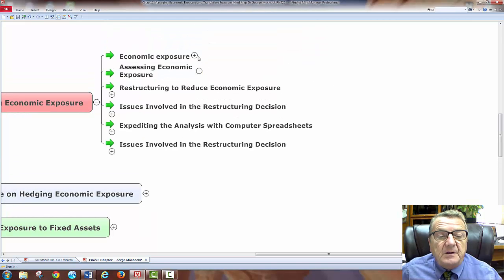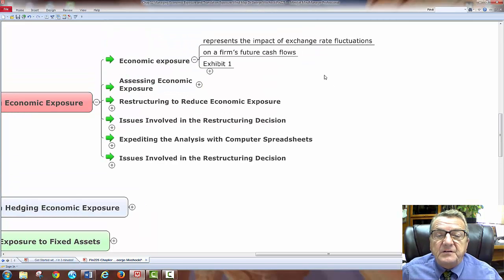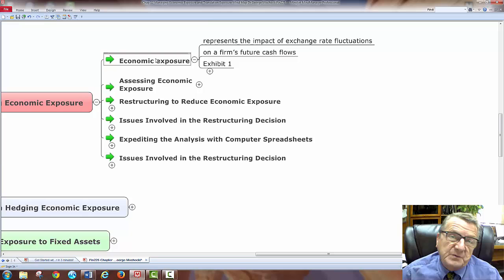Economic exposure represents the impact of exchange rate fluctuation on a firm's cash flow, in or out. A lot of times we're looking at the exchange rate, the currency. The currency is basically a supply or a product that has some value to it. Which currency should I maintain, and which currency should I convert? It depends on which one has more risk and which one has a higher return on that investment.